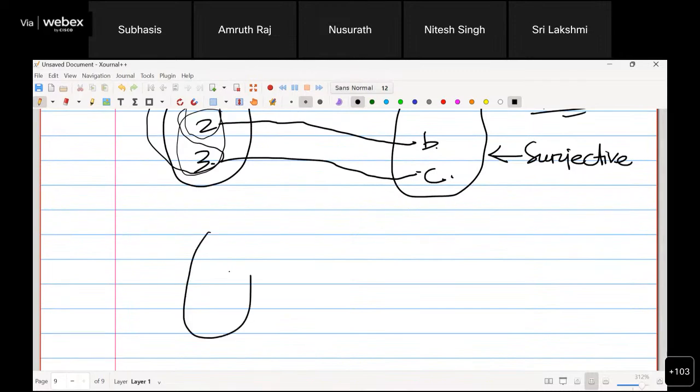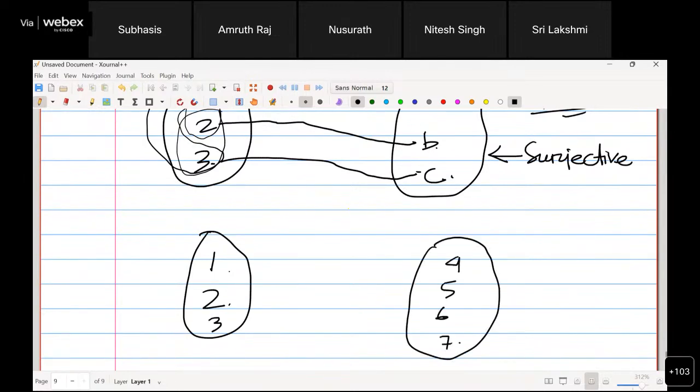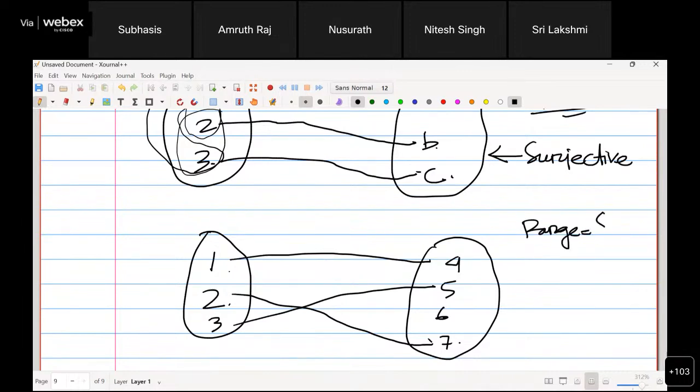Let's say 1, 2, 3, and now let's say 4, 5, 6, 7. So 1 goes to 4, 2 goes to 7, 3 goes to 5. What is the range of this function? 4, 5, and 7. Is it a surjective function? No, sir. Because the codomain is not covered, it is not a surjective function.